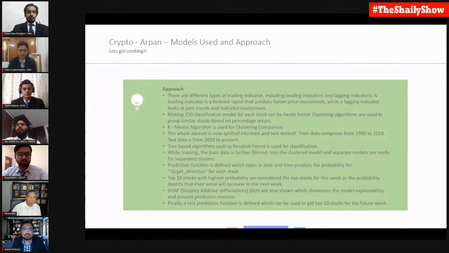I used many different types of algorithms, and the best one I found was the random forest algorithm, which I used for classification. For the training part, I filtered my data into the separate clusters that I created and trained my model, and for each cluster I created a single model. Can you go to the next slide?